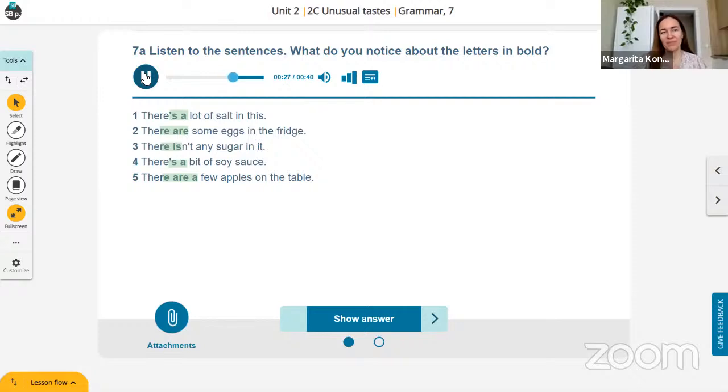4. There's a bit of soy sauce. There's a bit. There is a bit of sugar. There is a bit of soy sauce. Откуда я это взяла? There's a bit of soy sauce. All right, good. Next one, 5. There are a few apples on the table. There are a few apples on the table.